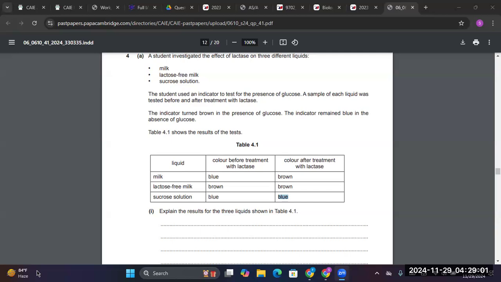All right, what do you think? Why am I, Hajra, what do you think? Why is it that in milk, the color is changing from blue to brown? So initially, the color is blue, meaning that there is no glucose. And then the color becomes brown because there is glucose. So think about what the enzyme is doing.